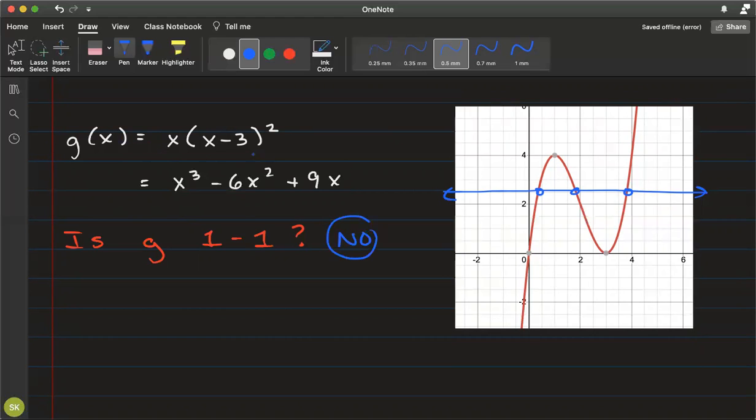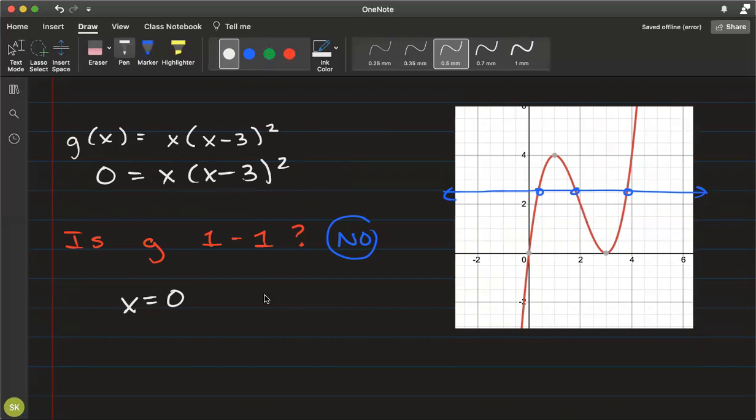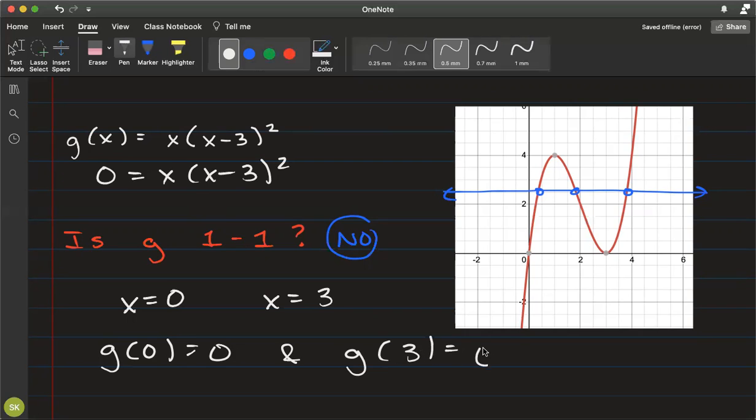But also in this factored form, notice that I can find an example of two x values that are sent to the same y value. Because if I set this equal to 0, you'll see that I get x is equal to 0, and also x is equal to 3. So when I plug in 0 into this function, I get 0. And at the same time, if I plug in 3 into this function, I also get 0. So here you can see I have two x values being sent to the same y value.